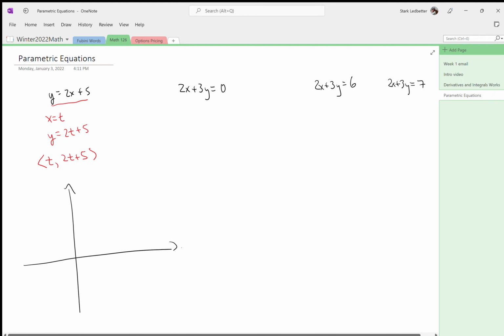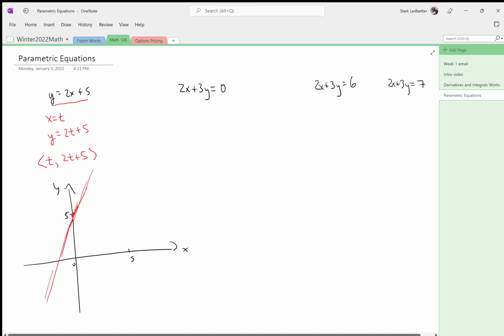This one's easy. It's got y-intercept 5 and slope 2. If I call that also 5, then I could show that my slope 2 looks like a slope 2, which is good. Slope 2 goes through that point. Okay, so there's a line, but I can also think of this as a moving point.